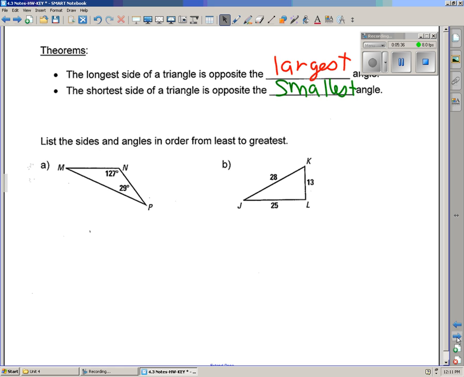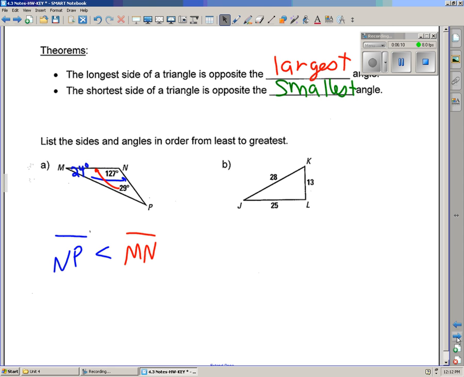So when we need to list the sides and angles from least to greatest, on the first one we're just going to list the sides because the angles are given to us. You do need to find angle M, and so by doing the math, when you add up 127 and 29 degrees and you subtract it from 180, what's missing is actually 24 degrees, so angle M is 24 degrees. So in terms of the smallest side, the line segment opposite 24 degrees is your smallest side. That's NP. NP is going to be less than the next side, which is opposite 29 degrees, and that's going to be less than MN.